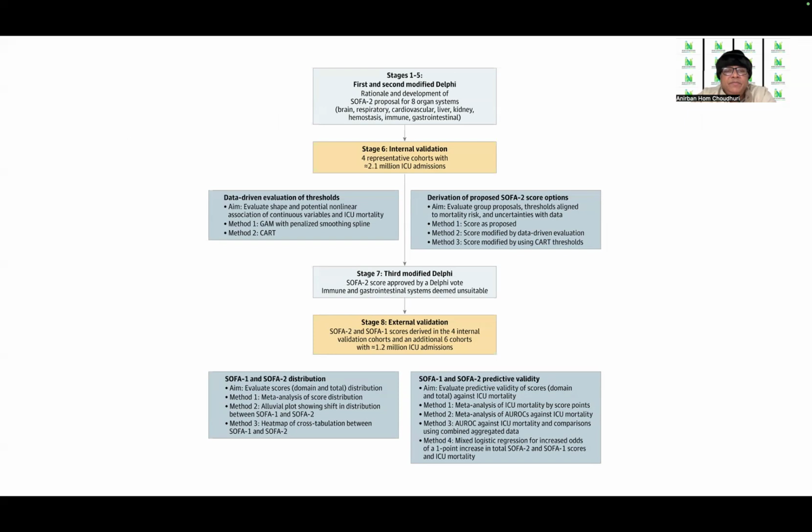Stages 1 to 5 were the first and second modified Delphi, which looked into the rationale and development of the SOFA 2 proposal for 8 organ systems, including brain, respiratory, cardiovascular, liver, kidney, hemostasis, immune, and gastrointestinal. So you note that immune and gastrointestinal were the additions. In stage 6, there was internal validation of 4 representative cohorts, representing around 2.1 million ICU admissions. So there was both data-driven evaluation of thresholds and derivation of proposals for score options.